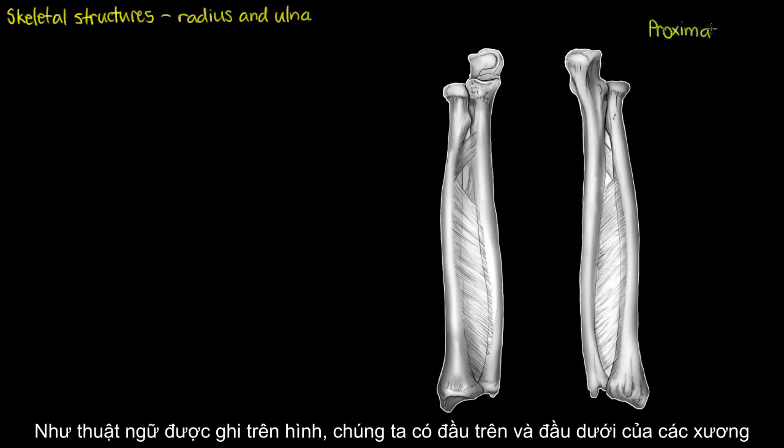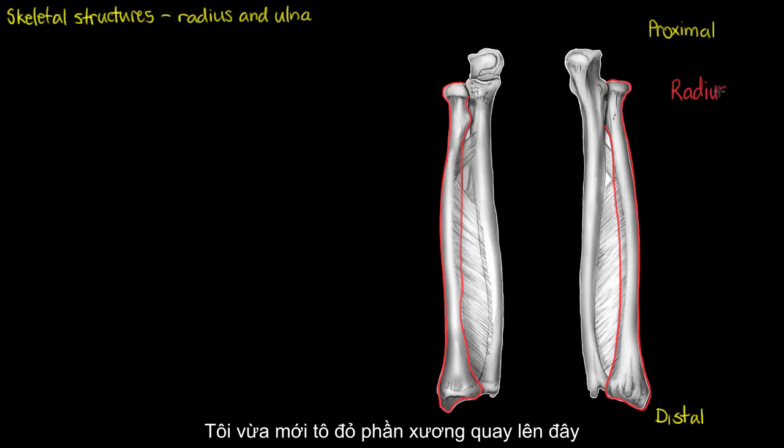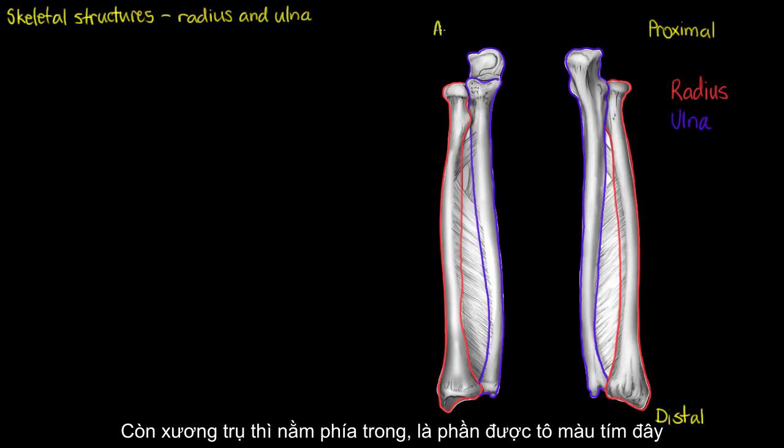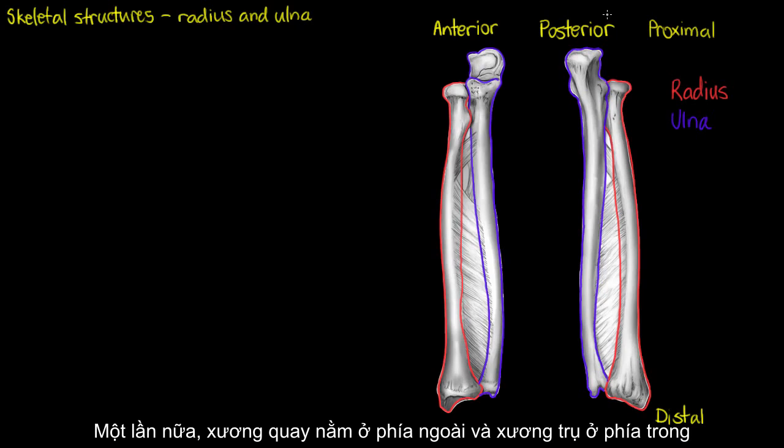So first, with our directional terms, we have the proximal end of the bones and the distal ends of the bones. Now in red here, I've just highlighted our radius being the bone that we see on the lateral side if we are looking from the anatomical position, and the ulna we will see medially in the purple here. So we have our anterior and posterior. Once again with the ulna on the medial side and radius on the lateral.